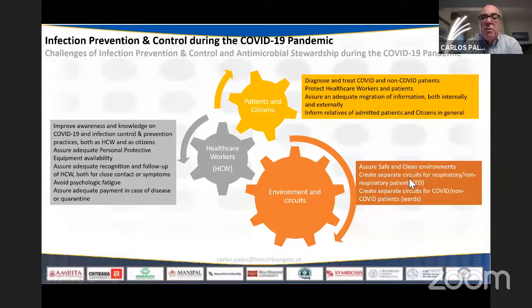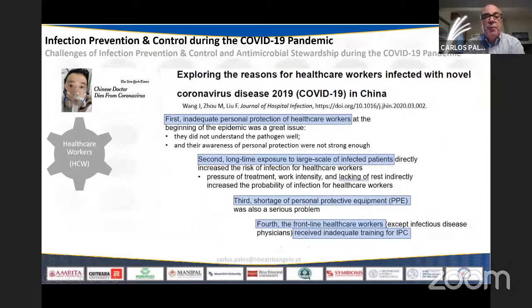And on the environment and circuits, we have to assure safe and clean environments. We have to create separate circuits for respiratory and non-respiratory patients in the emergency department. And then after we know that the patients are COVID or non-COVID, we have to separate circuits and wards for these two groups. One of the major issues is the protection of healthcare workers.